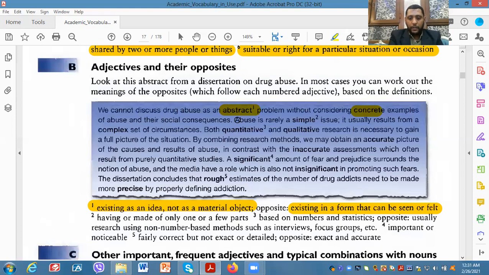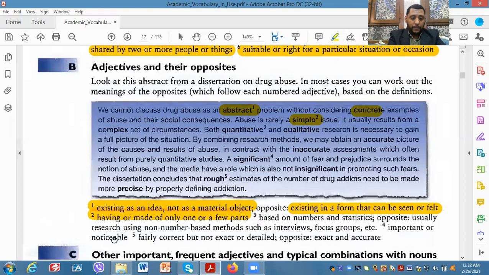All right, let's stop at the adjectives here. Now we will find the second adjective here, simple. Okay, simple. Look at number 2 here. So we need to go to number 2 so that we can see the definition of simple. So simple, it means what? It means having or made of only one or a few parts.